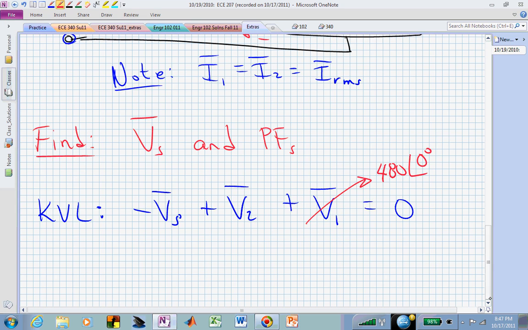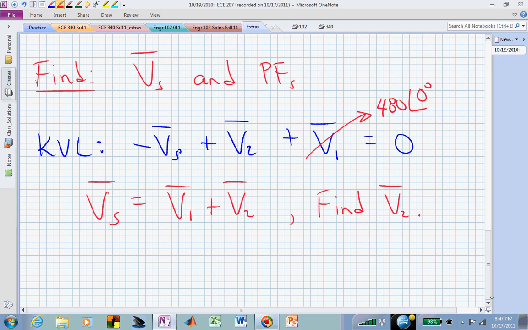What we want to do then is find V sub S, which, solving for that, says that's V sub 1 plus V sub 2. If we can now find V sub 2, we will be able to add that to what we already know of V sub 1 and find V sub S, which is one of the quantities that we want to have.